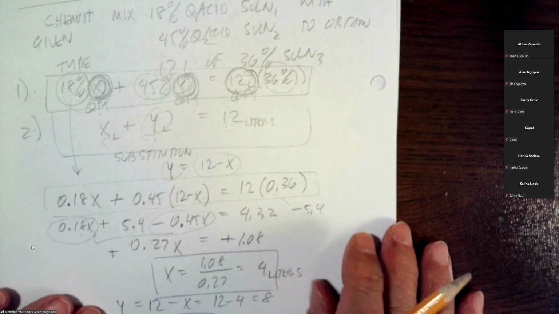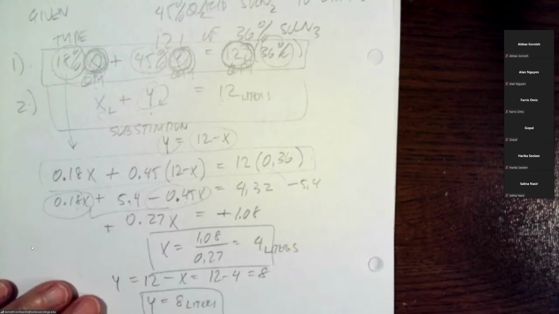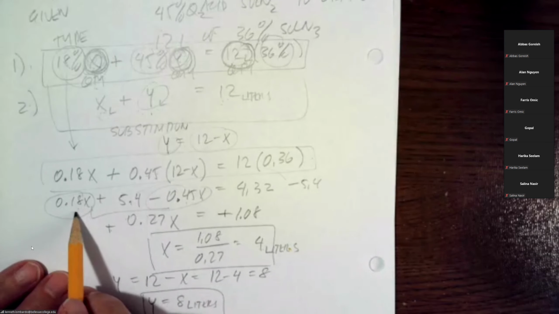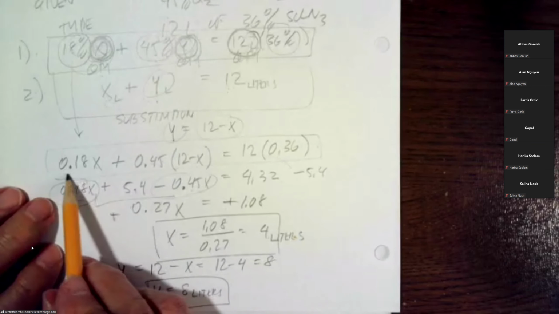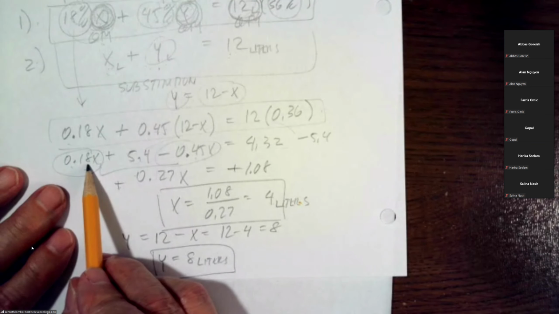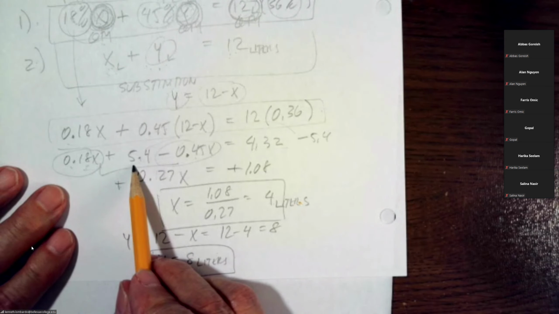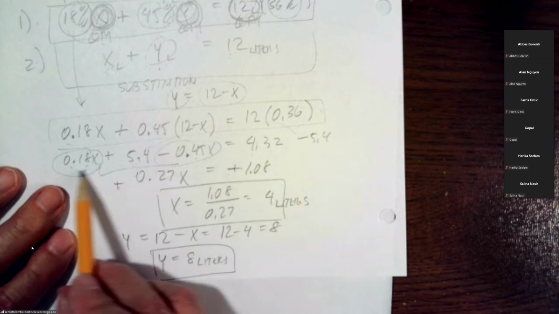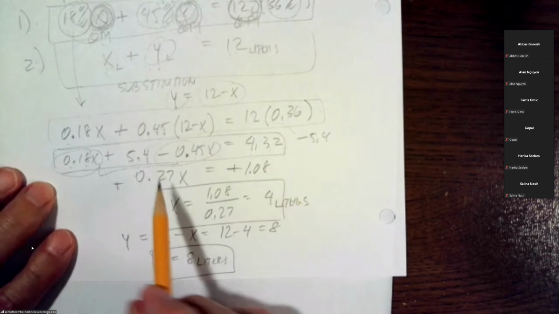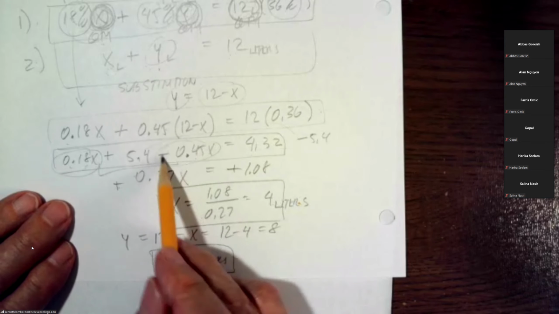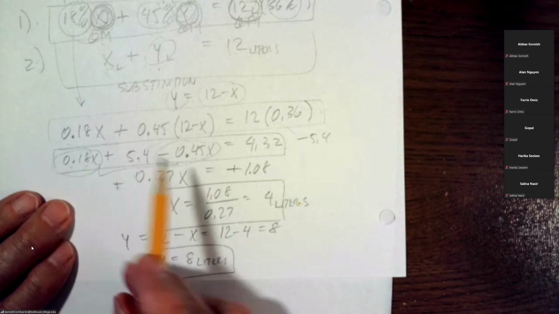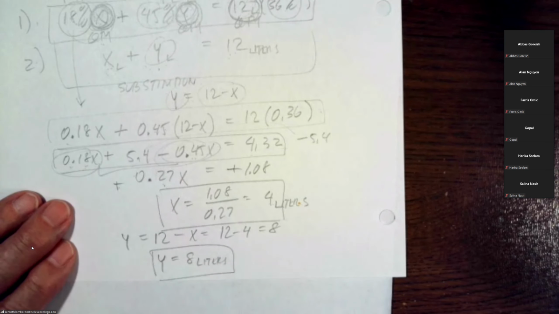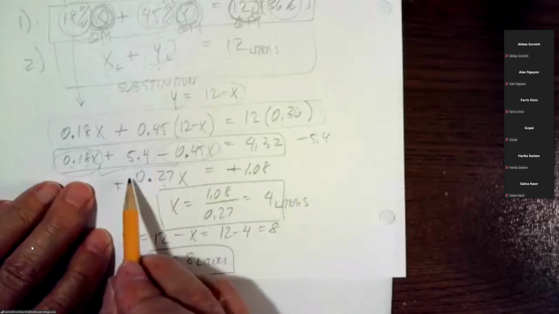I got 4.5 for x rather than 4. All right. So when you did your equation here, are these the values that you use? 0.18x plus 5.4 minus 4.5x equals 4.32. Yes. Well, then you must have an arithmetic situation. When you combine negative 0.45 and positive 0.18, did you get 0.27? Yeah, I got negative 0.27. Negative 0.27. Okay, that's fine.